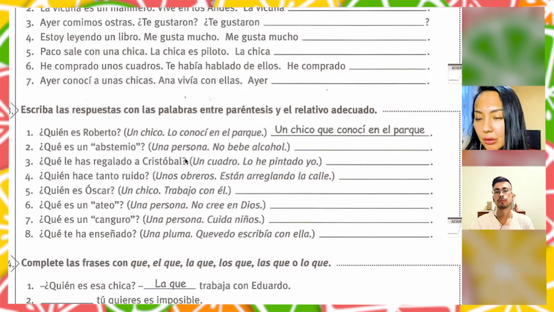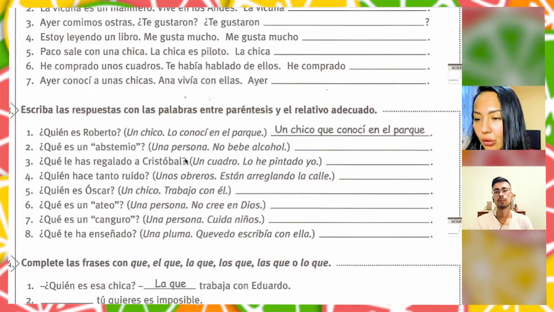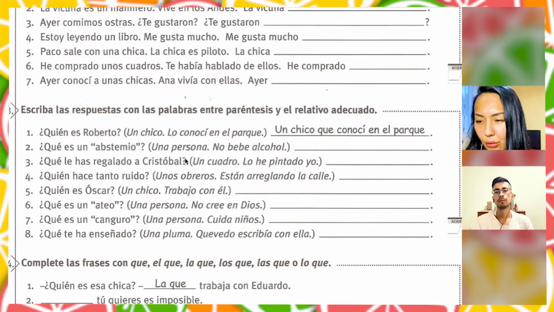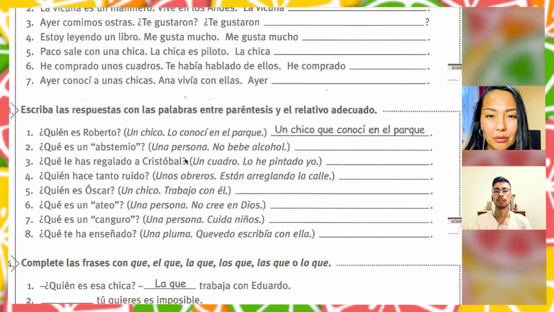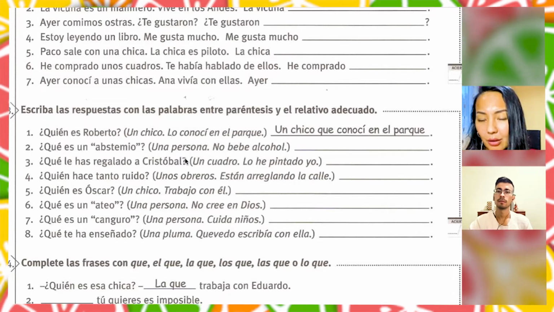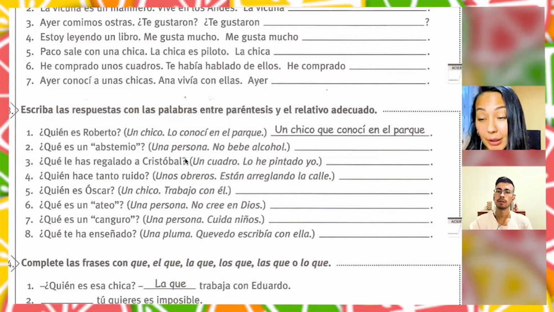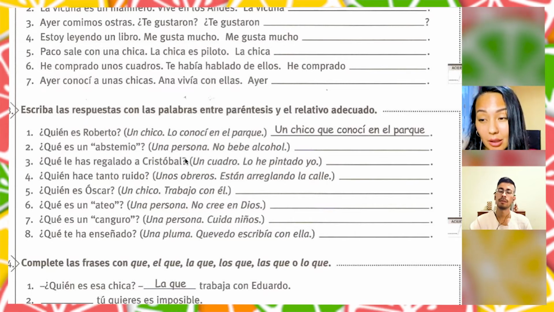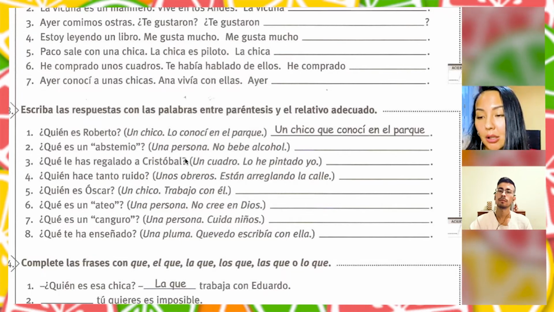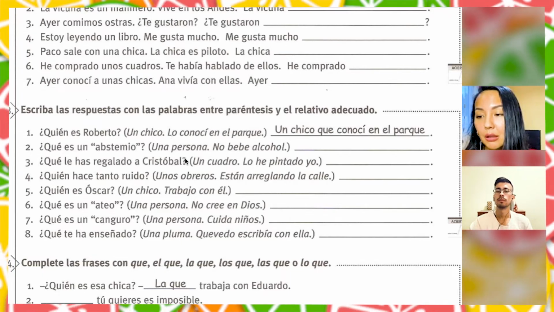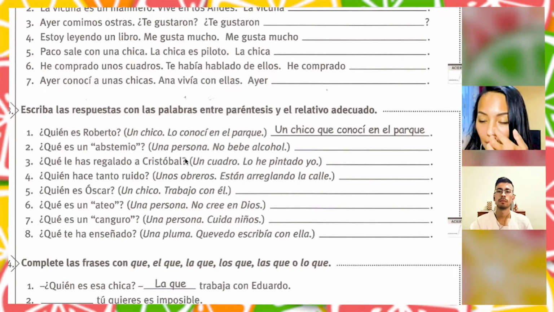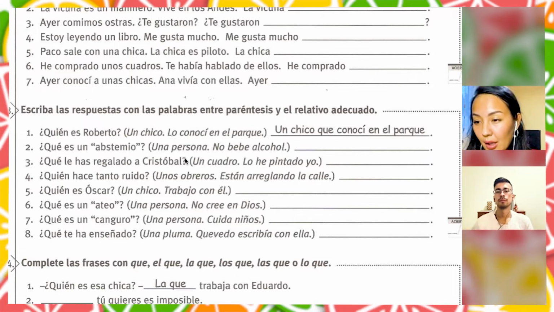¿Quién es Roberto? Who is Roberto? Un chico que conocí en el parque. Conocí, what is it? I forgot. Meet. Is it a past tense in this case? Yes. I met. Un chico que conocí en el parque. One boy who I met in the park. So we make one sentence from two simple sentences with que.